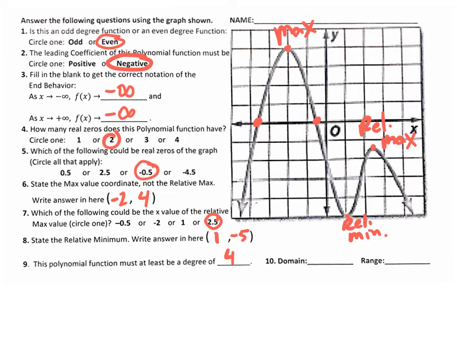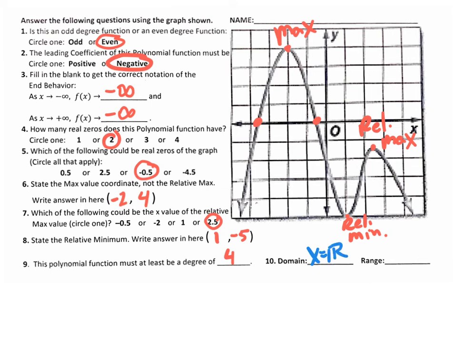The domain are your x values. Does this graph go to the left forever? Yeah, even though it goes down, it keeps going to the left forever. Does this graph go to the right forever? Yes, even though it goes down, it keeps going to the right forever. So what's our domain? Just like any parabola, it's x equals all real numbers.